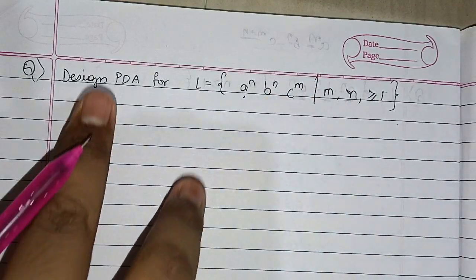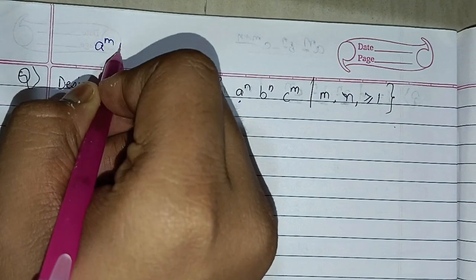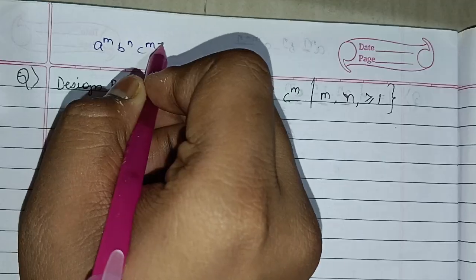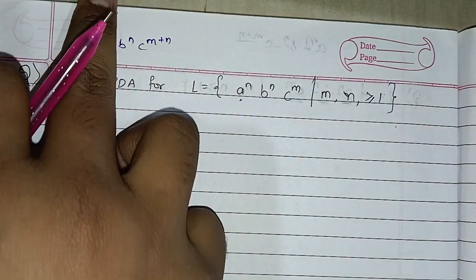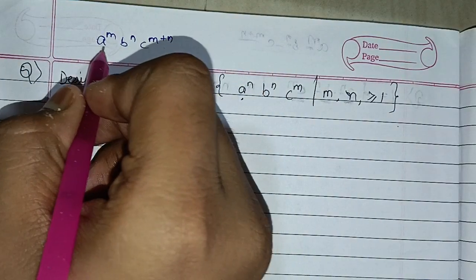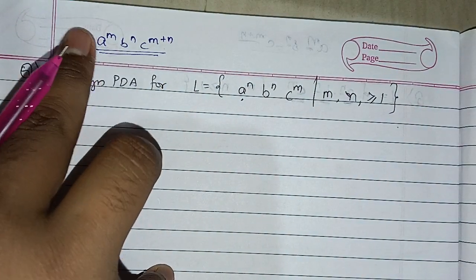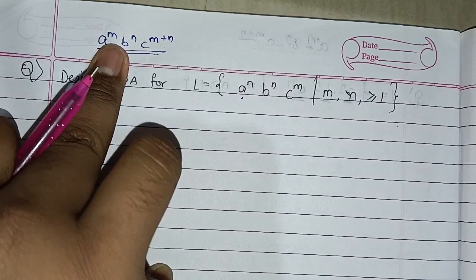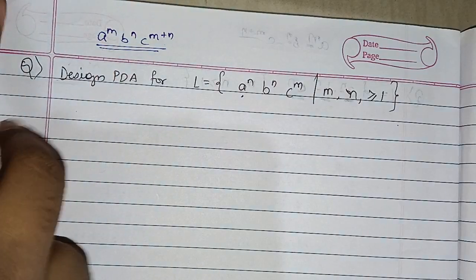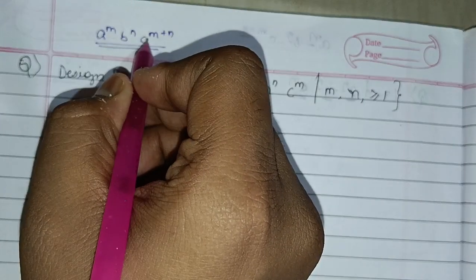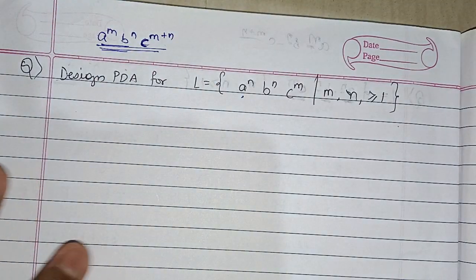In the previous videos we have seen an example of a^m b^n c^(m+n). Now see what is the difference here. In the previous question there was a connection: if there are m times a and n times b, m can be any value, n can be any value, but how many times c comes depends on a and b.